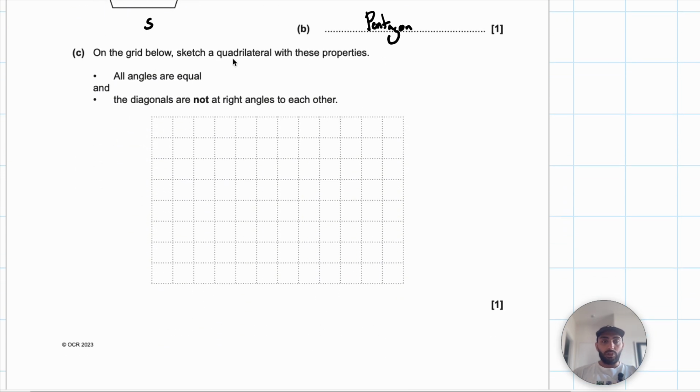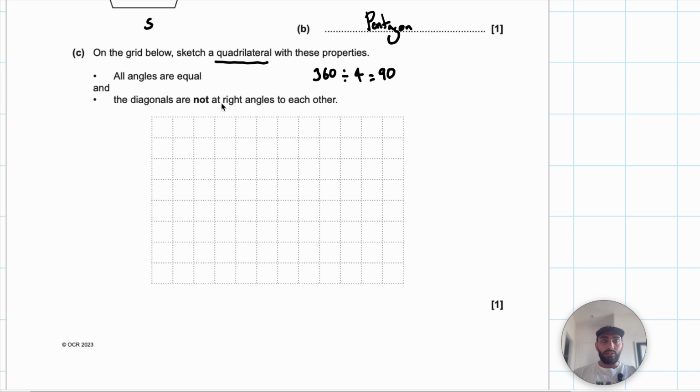Part C. On the grid below, sketch a quadrilateral with these properties. All angles are equal and the diagonals are not at right angles to each other. If we're trying to draw a quadrilateral, that means all the angles would add up to 360. And if all the angles are equal, there's 4 sides in a quadrilateral, so divide that by 4, that would give me 90. So each angle is going to have to be a right angle. That tells me it's either going to be a square or a rectangle.